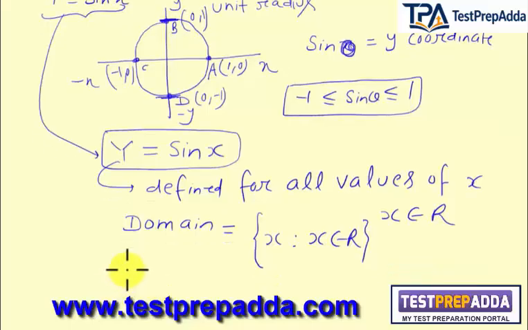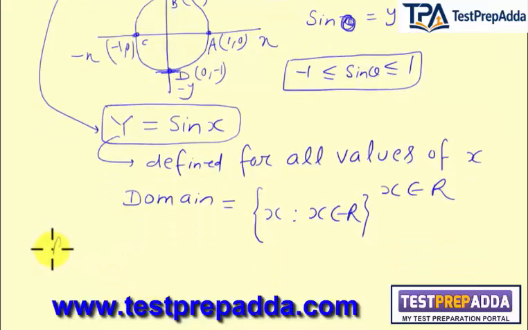Okay. Now, what will be the range? Range we have already predicted. Since this lies between minus 1 and plus 1, the range will be minus 1 to 1, both inclusive. Got the idea? So this way we get domain and range.